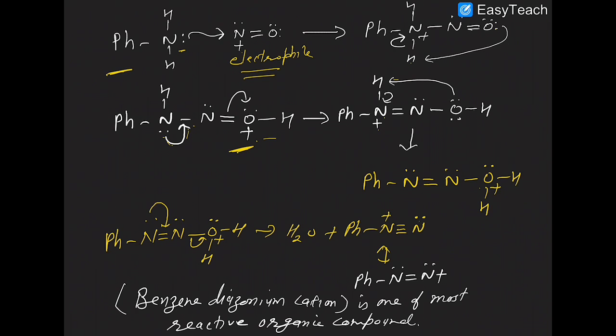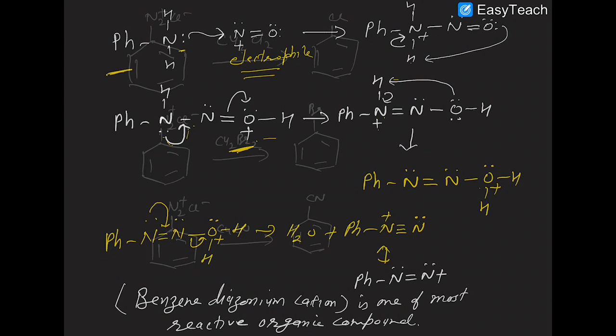Now after that what happens? That lone pair transforms into a pi bond, and a water molecule is lost. So you have the formation of benzene diazonium salt. Benzene diazonium salt is one of the most reactive organic compounds. Remember that benzene diazonium salt is stable only at very low temperature, 0 degrees Celsius. Up to 2-3 degrees Celsius it is also stable, but after 4 degrees Celsius it spontaneously decomposes.